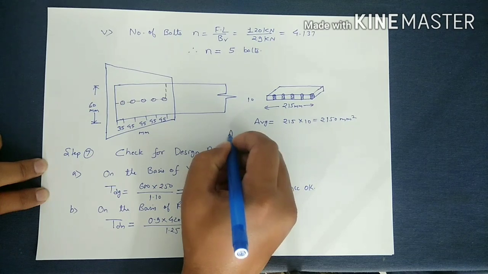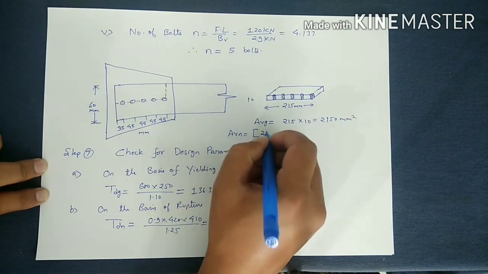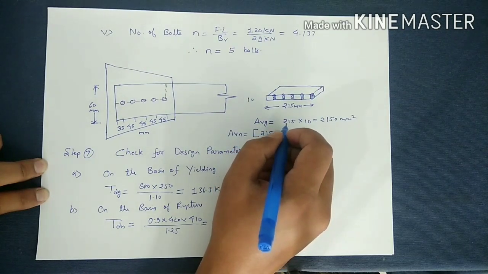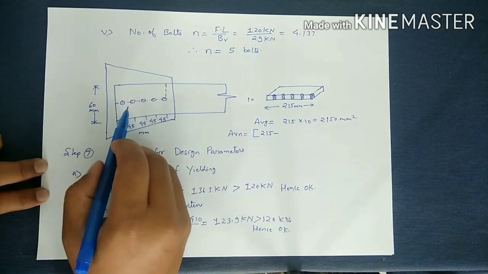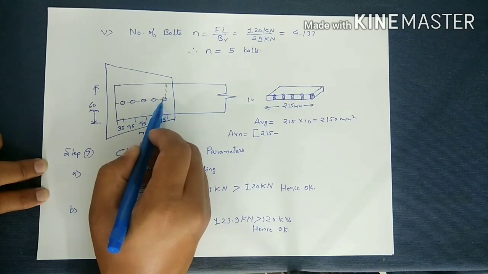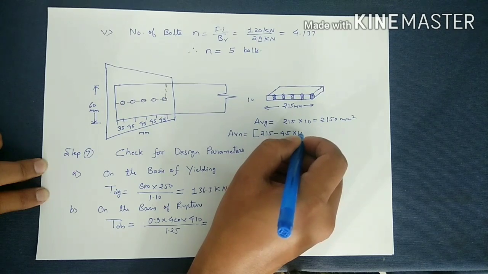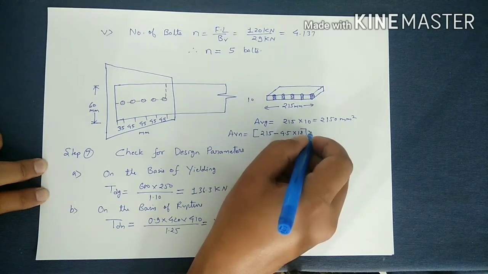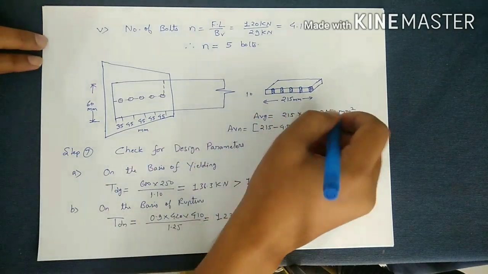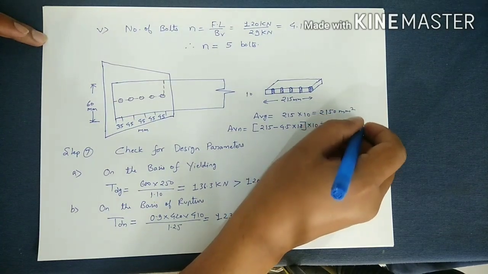Now, AVN will be equal to 215 minus the number of bolt holes. So you can see that there are 1, 2, 3, 4 and this one is half, that is 4.5 into 18 into 10. So on solving this, we get 1340 mm square.